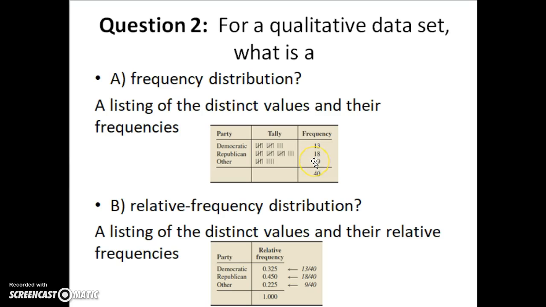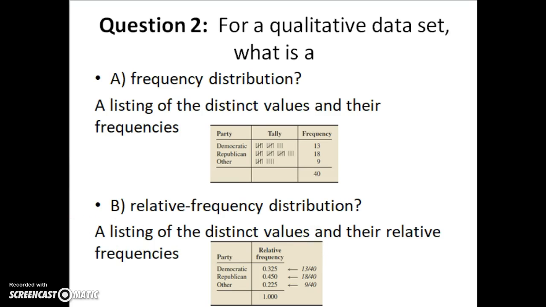What is a relative frequency distribution? You use the frequency for the values, but the only difference is you find the total number of observations, and then you divide the frequency by the total observations. That's going to be a decimal, or you can use fractions for that. So the total is going to be 1 in here. That's called the relative frequency distribution.